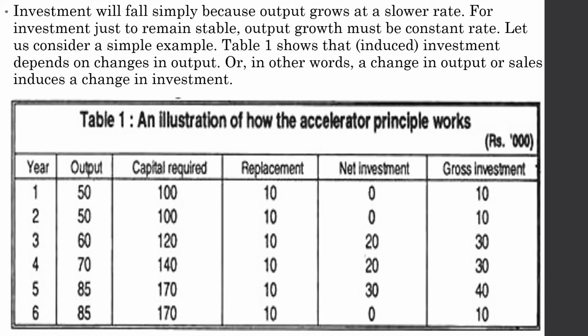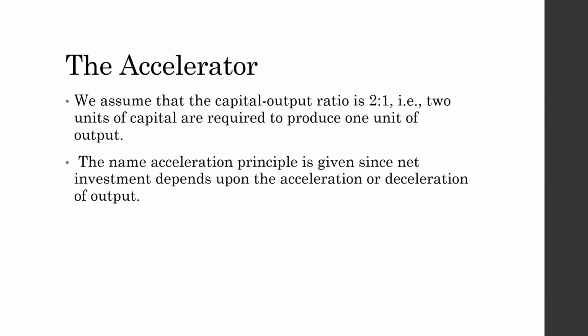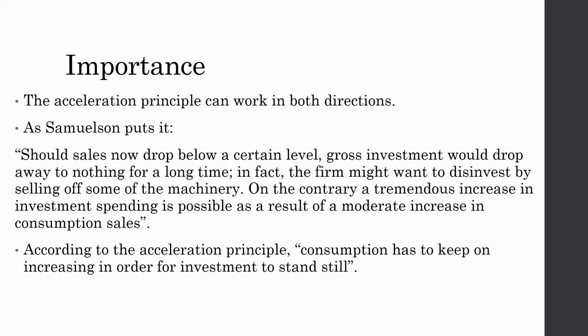how the accelerator principle works. Now, coming to the case of the accelerator, we have assumed that the capital output ratio is 2:1. So 2 units of capital are required to produce 1 unit of output, and the name accelerator principle is given since net investment depends upon the acceleration or deceleration of your output.